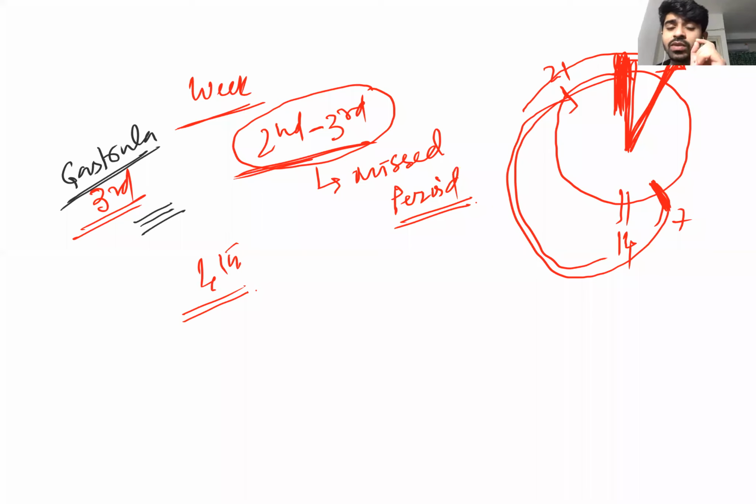MCQs. The first MCQ from the gastrula: when will cleavage division stop? The cleavage division will stop at gastrula. It will start from the formation of the zygote, but it will stop when the development of the fetus enters the gastrulation phase. Okay. The second MCQ of the third week. So we have mentioned only one MCQ from the gastrulation phase.